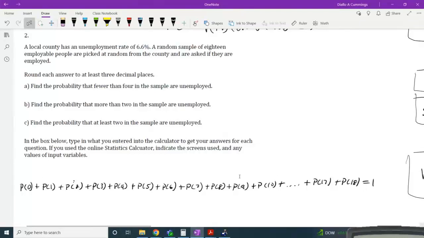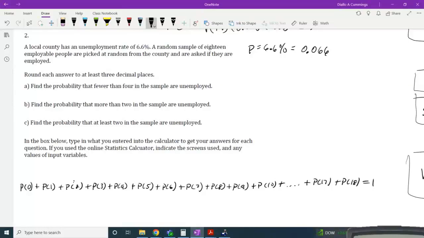Okay, because we're going to kind of use this to help us figure out what we need to put into the calculator. So I'm going to go back to the top. It says a local county has an unemployment rate of 6.6%. So this 6.6%, is that in P or X? That should be P, right? So P is equal to 6.6%. If we change that to a decimal, we would drop the percent symbol and move that decimal 2 places to the left.